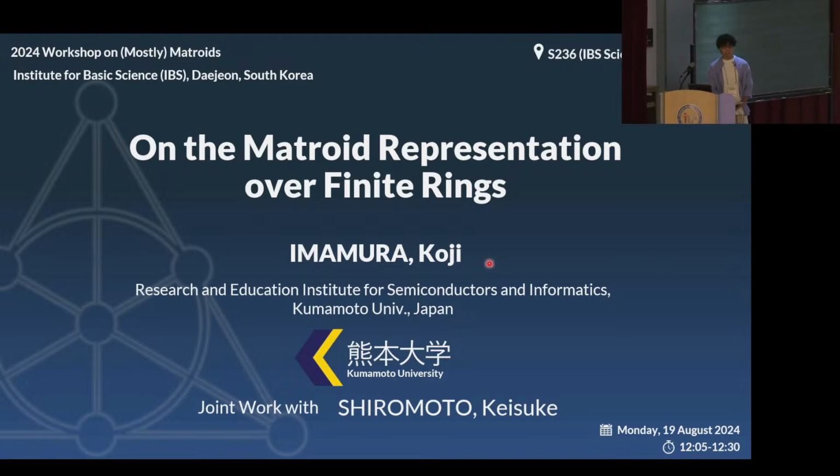I'm Koji Imamura from Kumamoto University in Japan. First of all, I would like to express my gratitude to the organizers for giving me this opportunity to give a talk. Today, I would like to talk about the matroid representation of finite rings. This research was conducted with Keisuke Shiromoto at Kumamoto University.